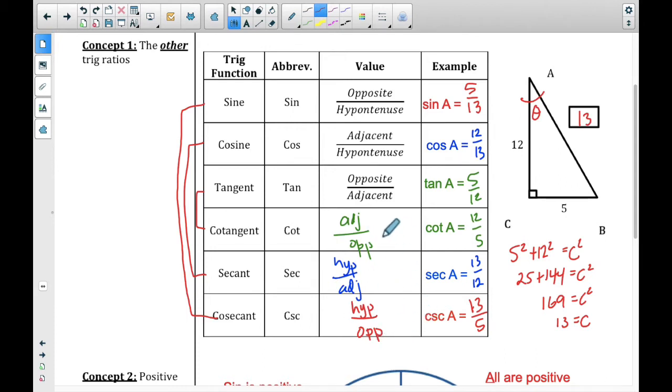And if you wanted to fill in these boxes, you could also write in words how to come up with the cotangent, the secant, and the cosecant.